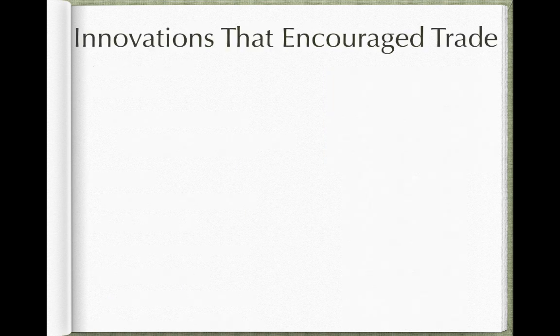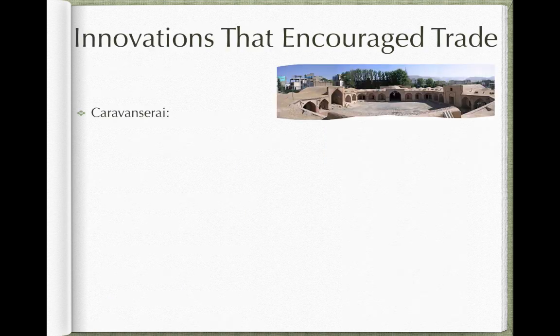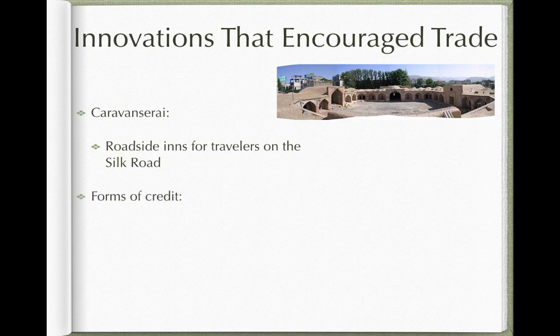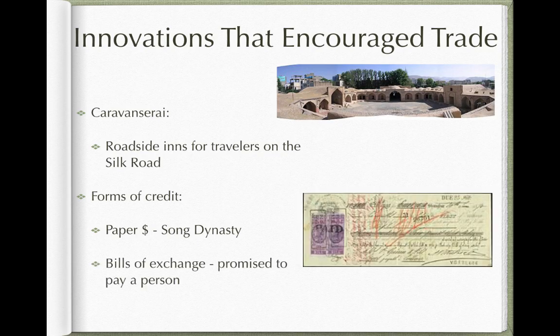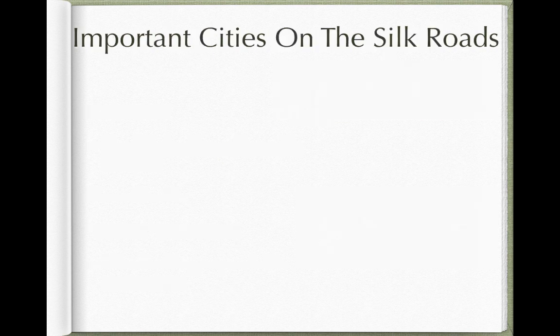So what are some innovations that encourage trade along the Silk Road? Well, we have caravanserai, which were roadside inns for travelers on the Silk Road, so they could stay out of the elements of outside, and they could stay safely inside an inn or a caravanserai. Forms of credit, including paper money under the Song Dynasty, helped with trade. And bills of exchange were promises to pay a person for goods.